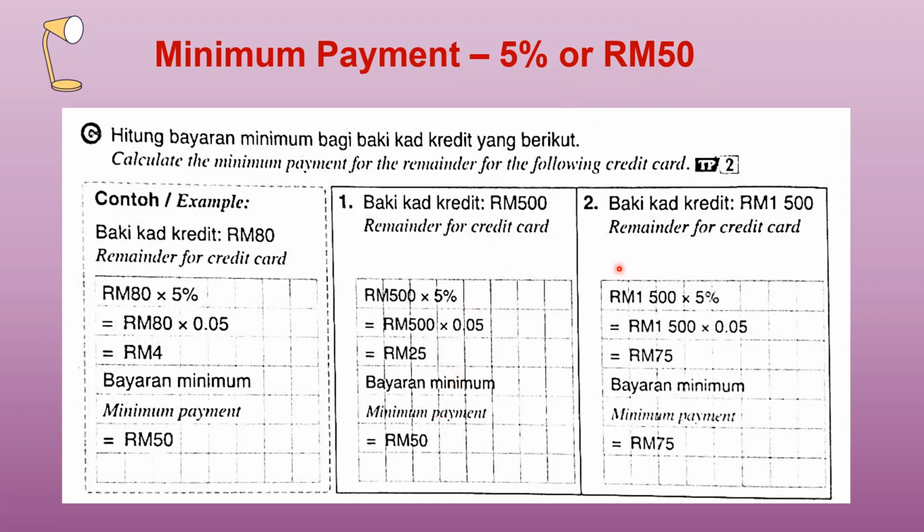Number 2, the remainder for credit card is 1,500. So to calculate the minimum payment, you multiply RM1,500 with 5%. You press calculator and you will get RM75. So your minimum payment is RM75.